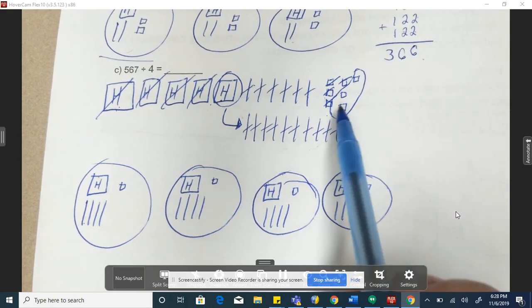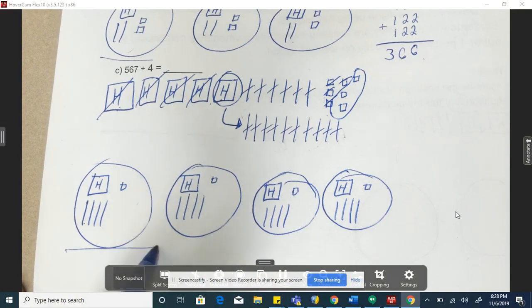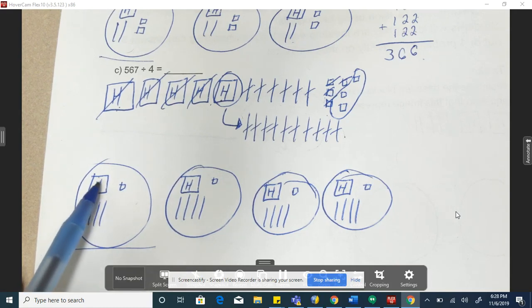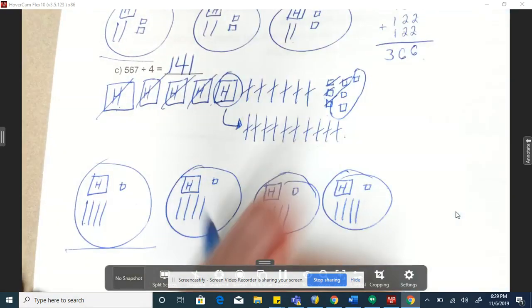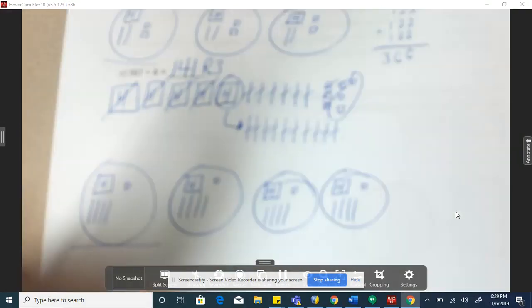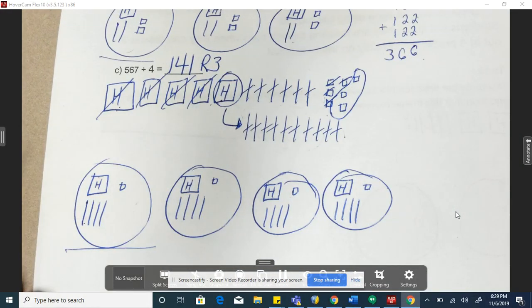Well, I can see that I have 3 ones, but 4 groups. So that's not enough to distribute them evenly. The 3 is going to be my remainder. Let's see how many cubes we have in each group. We have 100, 4 tens, and 1 one. So my quotient is 141, and my remainder is 3. So my quotient is 141, remainder 3.